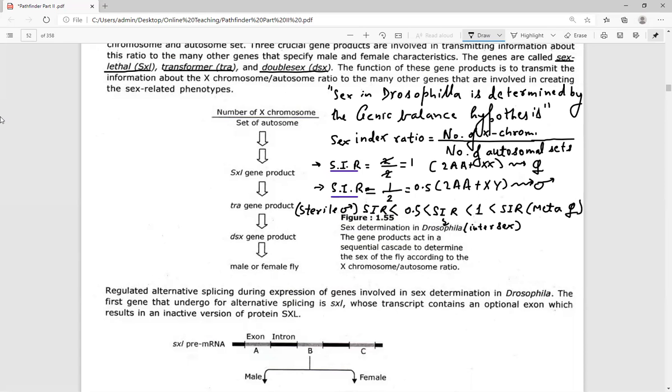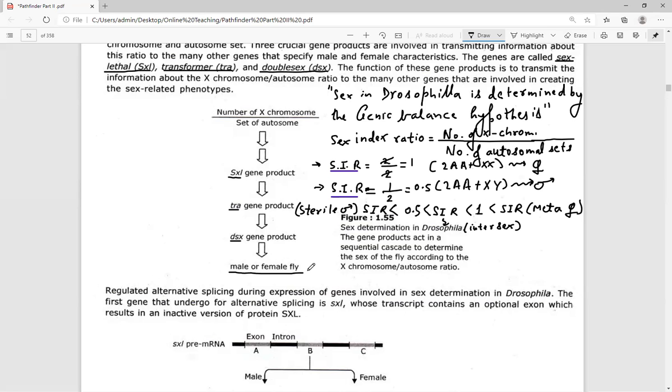Next, how does this pattern of expression take place? The ratio of the number of X chromosomes to the set of autosomes describes the expression of a gene that is referred to as the Sxl gene. Then the next gene that is present is referred to as the Tra gene. Sxl gene splicing will influence another gene, the Tra gene. The Tra gene will influence the Dsx gene, and the male and female development is going to take place.